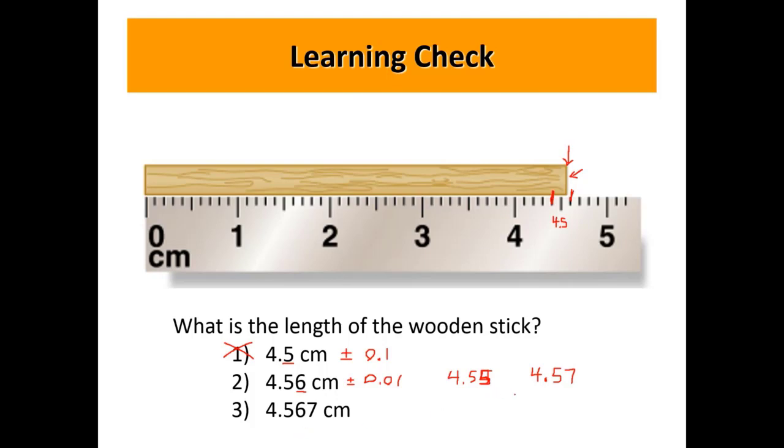It could, couldn't it? Yeah, it could. It could be 4.57. Maybe it extends a little bit further than I see. Yeah, it could be 4.57. So there is some uncertainty there. So this number much better reflects the uncertainty of the measurement. This is a correct number to use to express the appropriate number of significant figures. And so that's what significant figures tell us. They tell us the degree of precision of a measurement.